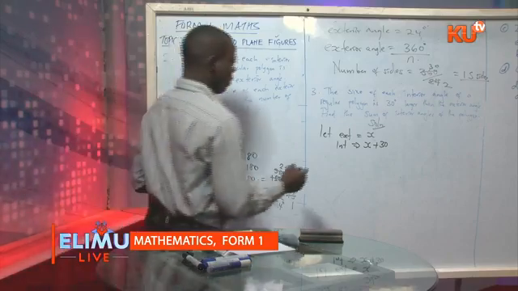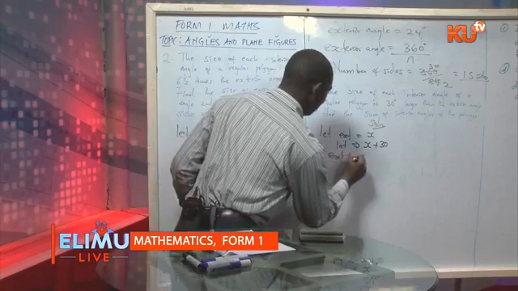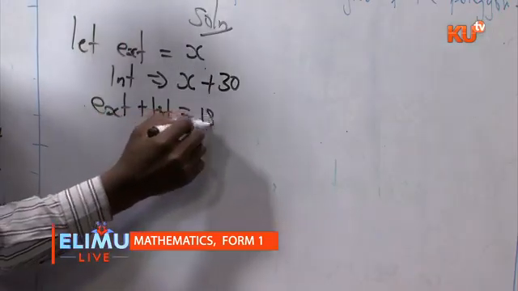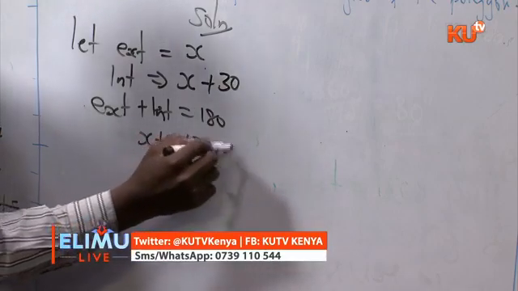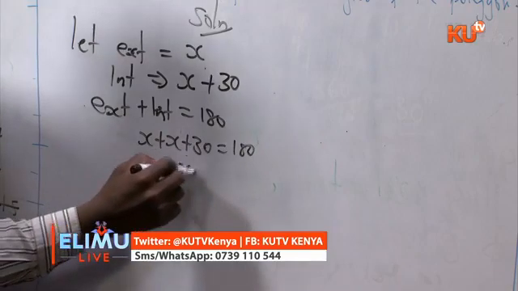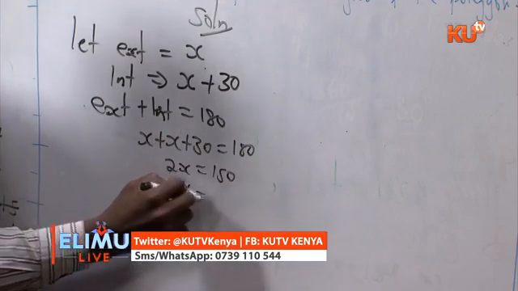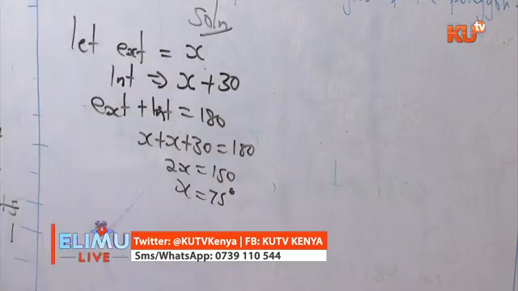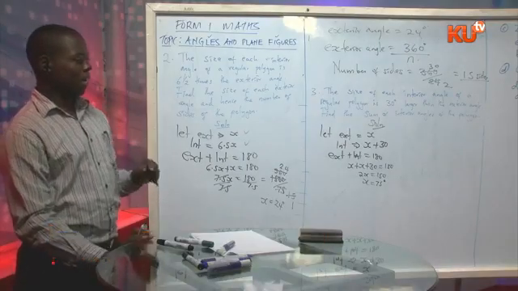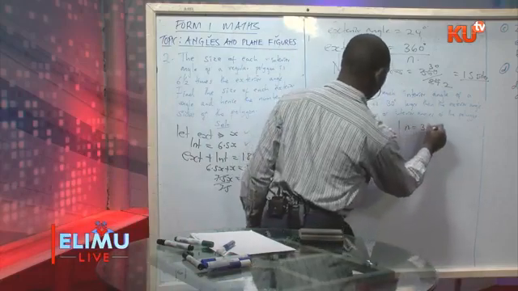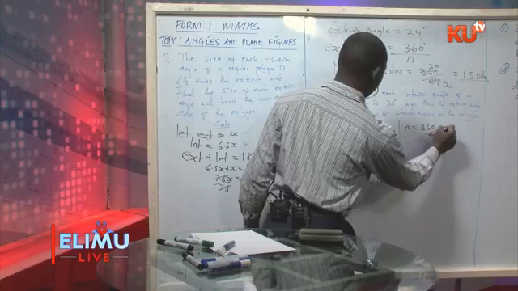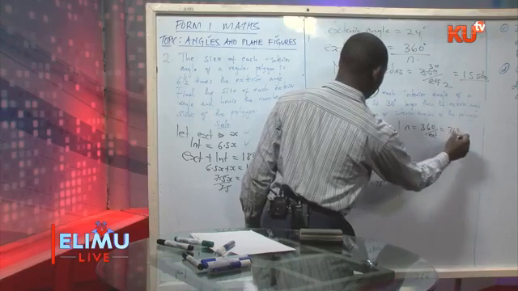So what is the sum? We said that the exterior plus the interior is 180. So definitely x plus x plus 30 is 180 degrees, implying that 2x is 150, and so x is 75 degrees. And x is the exterior angle. So how many sides does this polygon have? We say n is 360 over the exterior, 360 divided by 75.